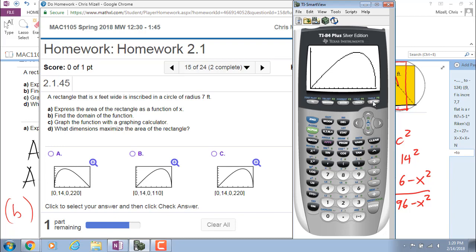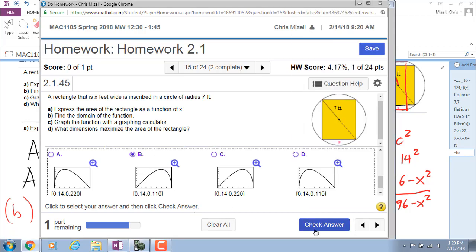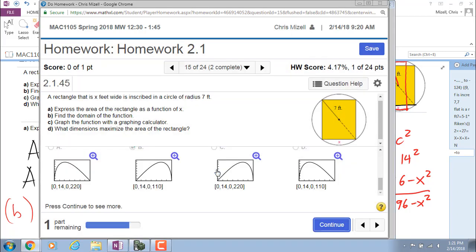I don't know that I'm all that impressed by the multiple choices that are provided for us, but there we go. I think it's the B part. That's the graph that we would get. Looks like the maximum value is about 100, but it's going to ask us that in a moment. Check it. What dimensions maximize the area of the rectangle?